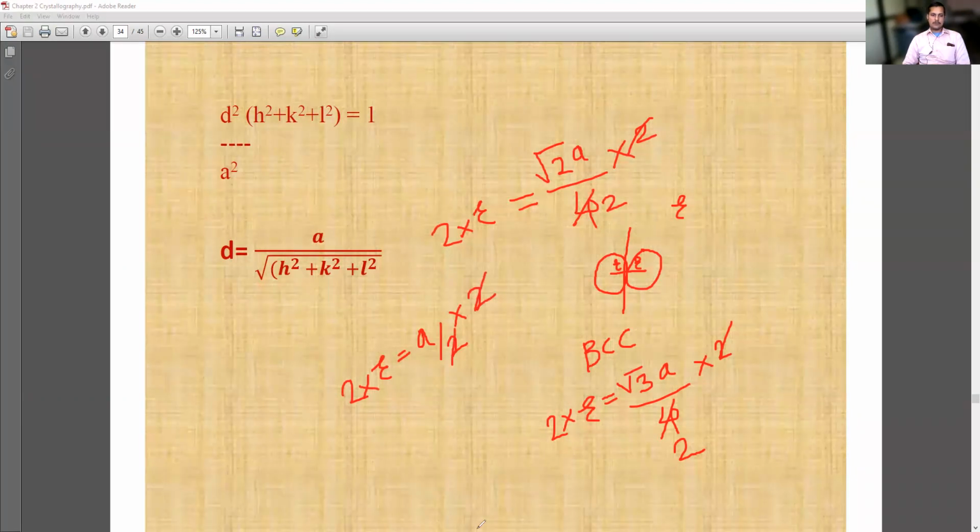Or if it is asked that in case of simple cubic structure the nearest neighboring distance is, and the options are r/2, then root r, then 2r, and none of these, then the answer is 2r. Is it correct?